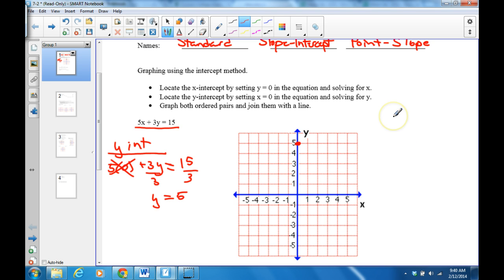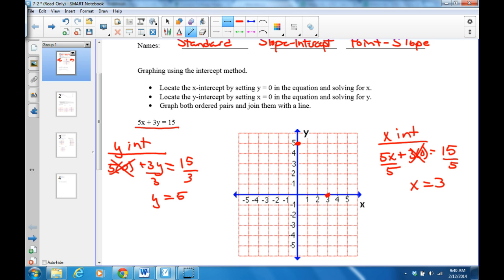Second part is the x-intercept. I will do the same thing, but I'm going to put 0 in for what? Yep, 0 in for the y. Okay? So I'll have 5x plus 3 times 0 equals 15. Now this one cancels out. If I divide both sides by 5, I get what? x equals 3. So I come over on my x-axis and put a dot on the 3.